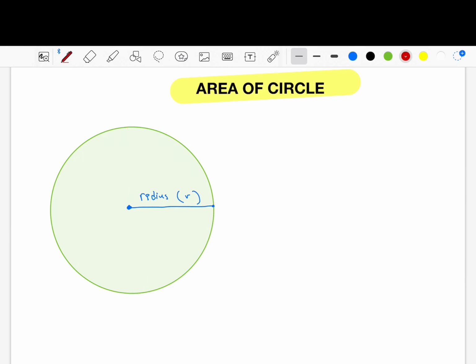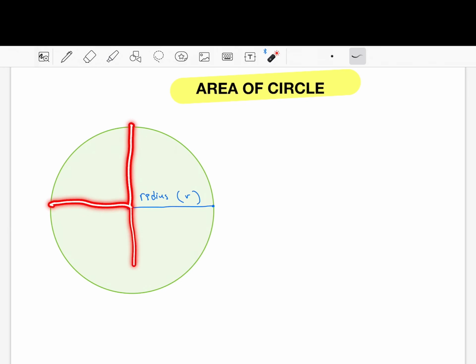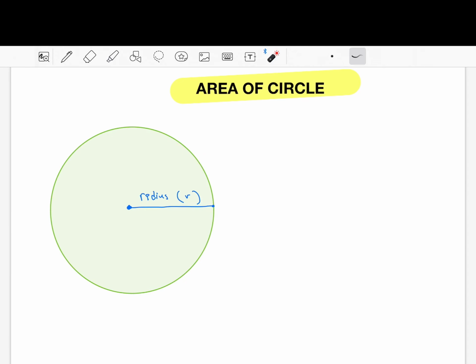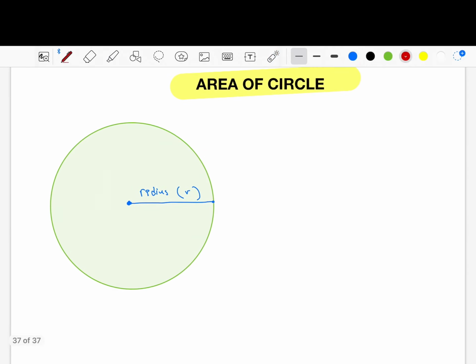So all these distances, from here to there, that's a radius. From here to there, that's a radius. As long as it goes from the center to the circle, it's the radius. It doesn't matter how it looks. And then a distance that goes straight from one edge, passes through the center of the circle, to another edge, we call this a diameter.